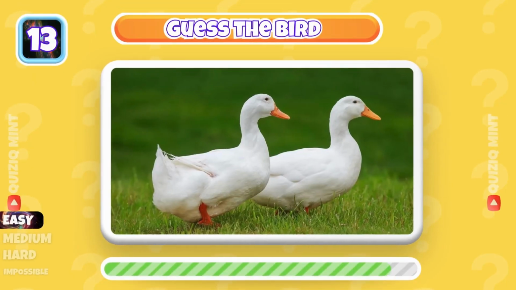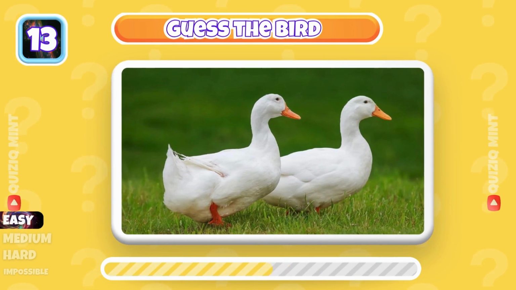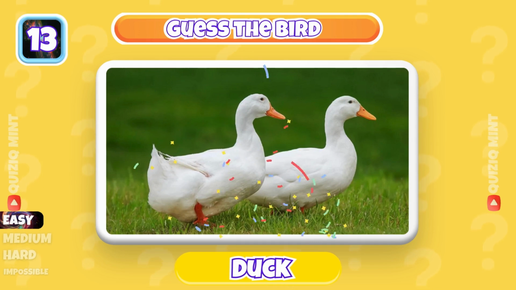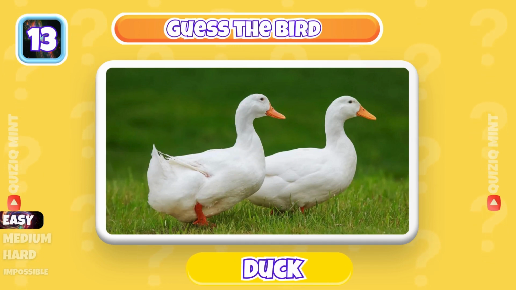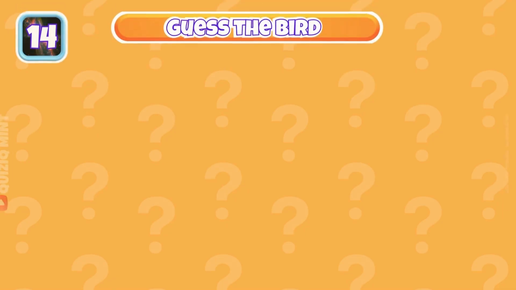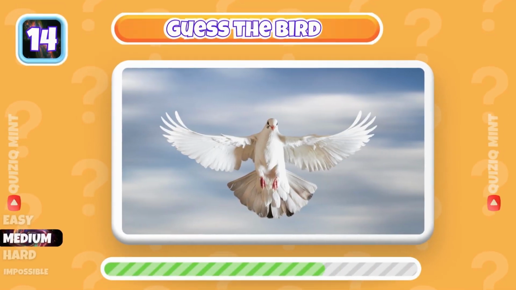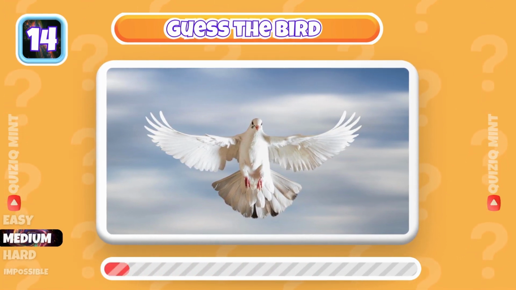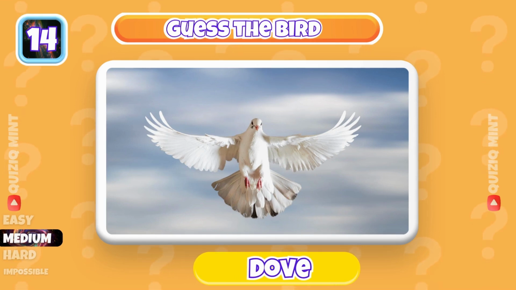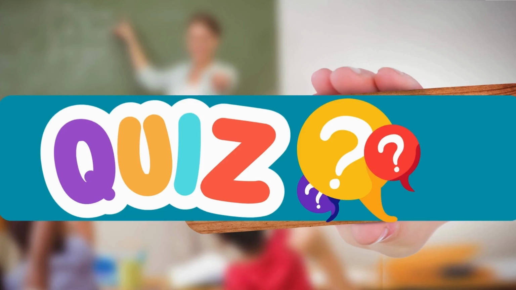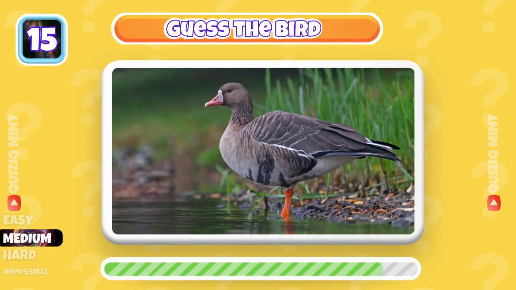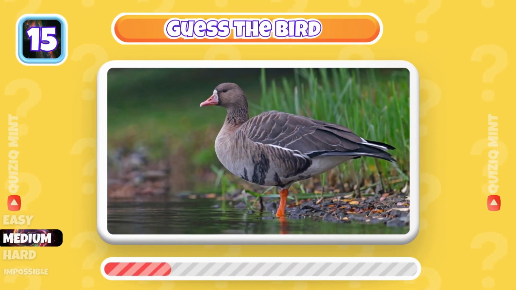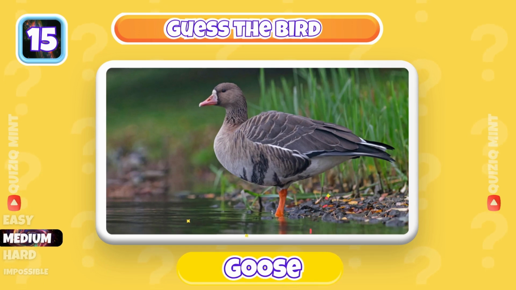It's getting a bit more challenging. That's the one, Duck. Identify this image. You got it, this one is Dove. What is shown in this image? The name is Goose.